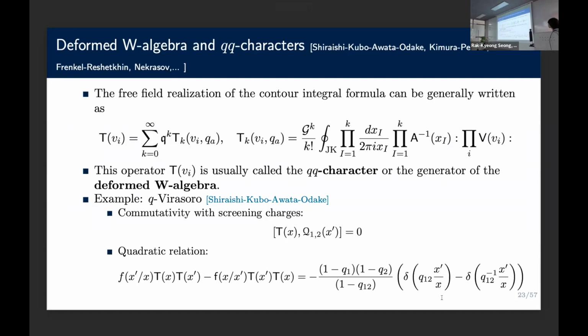So as I said, all of the width index here have nice free field realizations, and generally they have the contour integral, and the partition function is written in this form. So what this means is that you have some kind of operator valued infinite sequence, and this is called the QQ character of this theory. And you can also understand it as a deformed W algebra. So for example, a very simple example is the q-Virasoro.